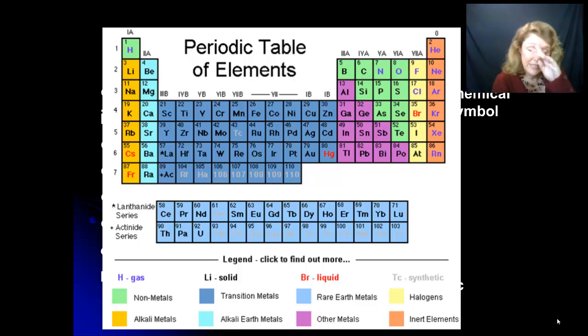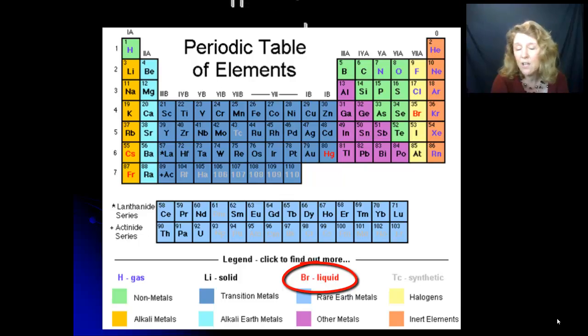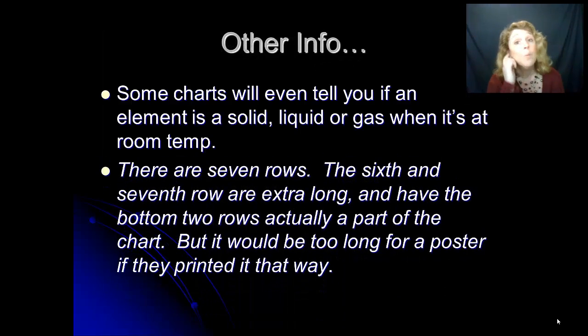Other information that you can get from all of this: some charts, periodic tables, will even tell you if an element is a solid, a liquid, or a gas at room temperature. Often you will see mercury as different because it's a liquid at room temperature. There aren't very many liquids at room temperature. Most things are either solid or gas. There are 2 or 3 that have different colored symbols, and those are the liquids. But there should be some kind of key on there somewhere to tell you what all of the different colors and symbols mean.